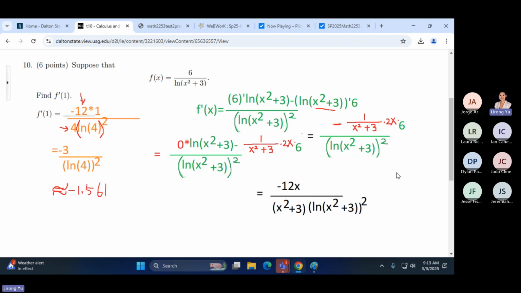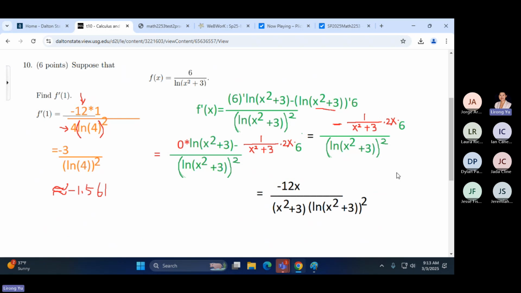The one on the left was a calculation, right? The one on the left is plugging in the x value to be 1, like negative 12 times 1. Right, that's x equal to 1, so 1 plus 3 is 4. So that was 4 times natural log of 4 and then squared. So those are the calculations. The final decimal answer is negative 1.561. So pretty much I was using the quotient rule the whole time.